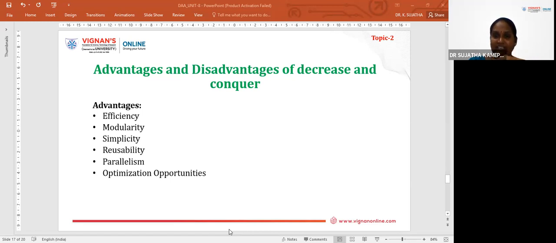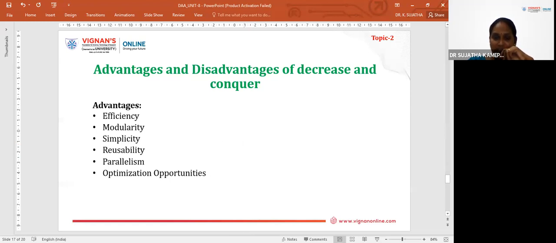But in decrease and conquer, we are going to decrease the problem and we are going to divide the problem. So both can be included here. Here we can have decreasing by a constant factor, decreasing by 1, or a variable decreasing. Like that, we have different methods in that. Coming to the advantages and disadvantages of decrease and conquer method, here you can see the advantages: efficiency, modularity, simplicity, reusability, parallelism, and optimization opportunities. These are all the various advantages that are present in decrease and conquer method.